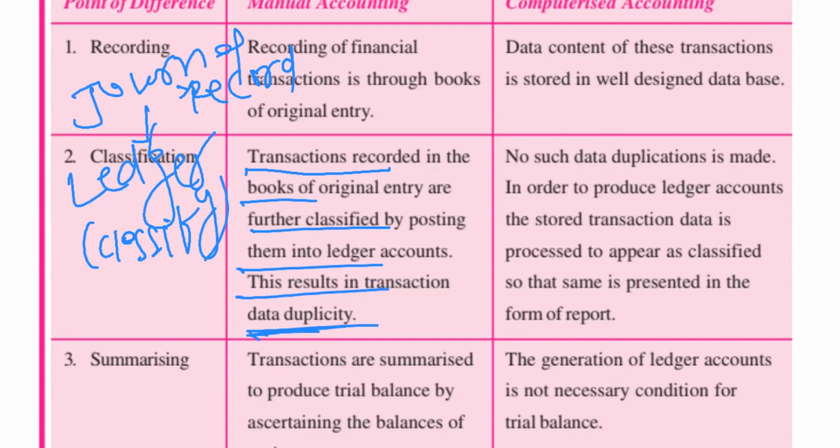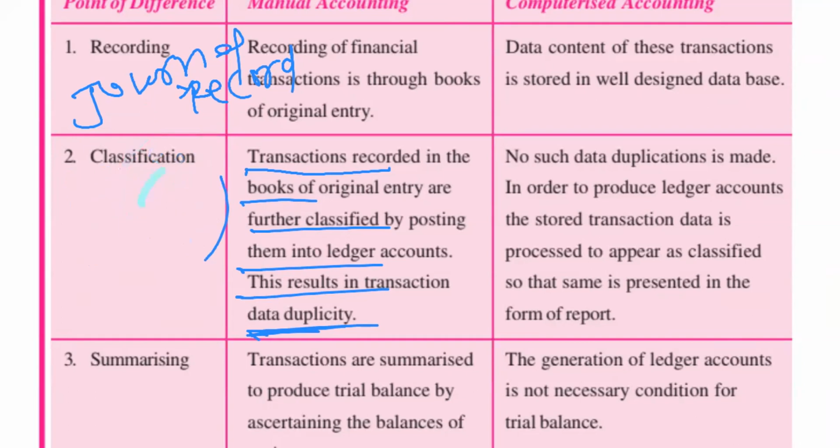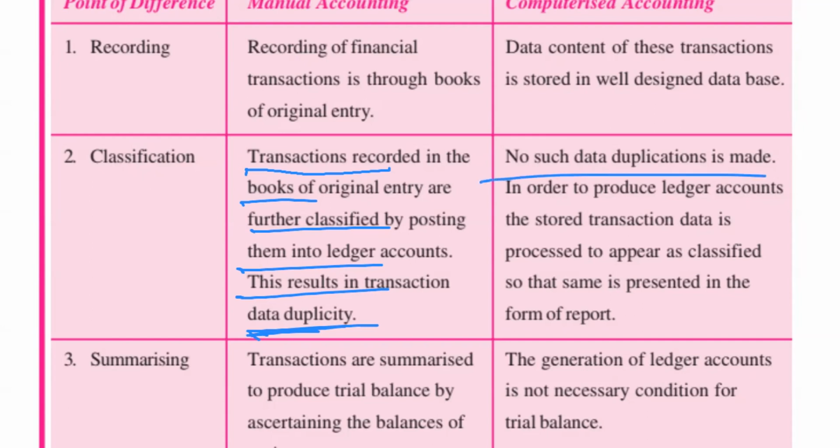Like in purchase account, you record all purchases of goods. In sales account, you record all sales of goods. In asset account, you record all the assets purchased or sold. So in ledger you classify the transactions, similar transactions in one place. So data duplication is there. Duplication means the same data is first recorded in journal, and after that posted to ledger. But under computerized accounting system, no such data duplication is made.